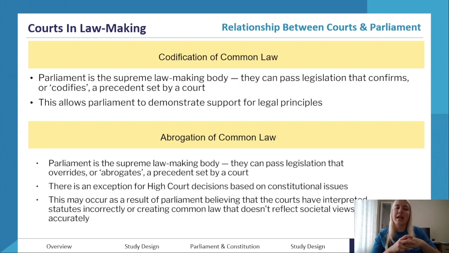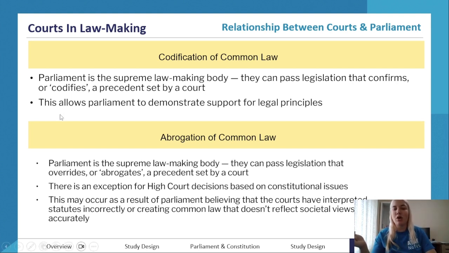And now lastly, codification and abrogation of common law. So this refers more to what Parliament can do. We said they're the superior body, so they can either codify or abrogate common law. So the codification of common law, codifying it means confirming a legal precedent set by a court or that common law. This is where they pass legislation that confirms that precedent and shows that they agree with it, and then they make it part of statutory law as well, Parliament law. And this is how they demonstrate support for those legal principles.